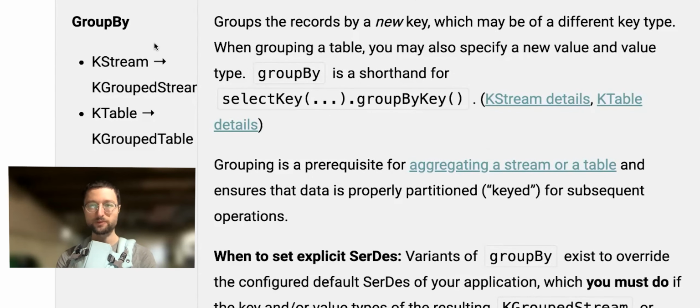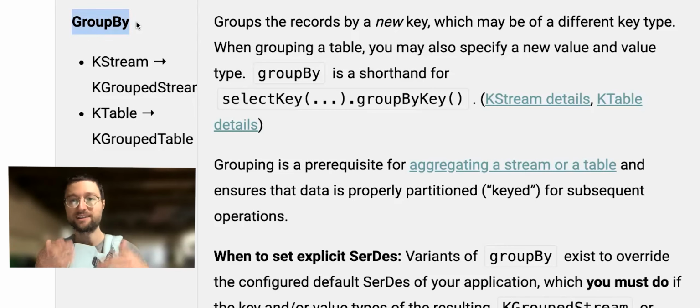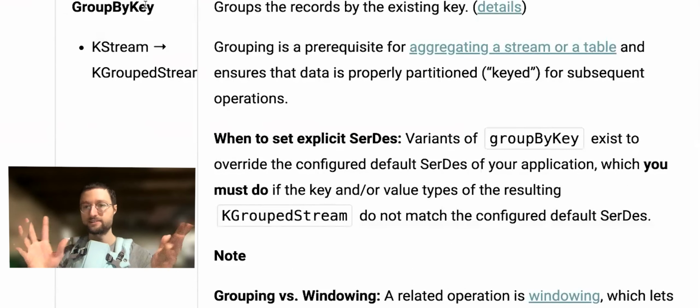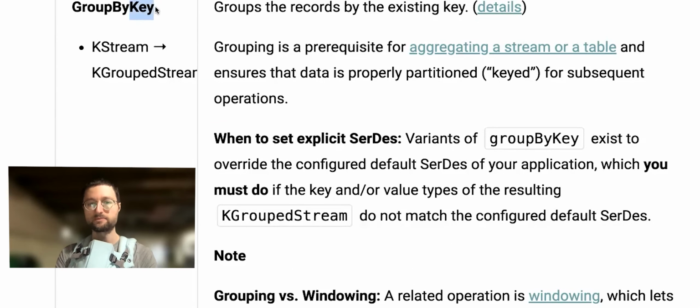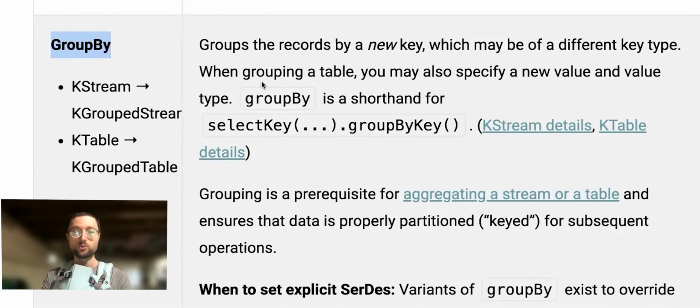I guess you can remember that because with groupBy, you've got to provide it. It's a new key. Whereas this one, groupByKey, it just means use the existing one. You don't have to specify which key. Just use the existing. Whereas here, groupBy, you've got to provide it. So it groups the records by a new key, which may be of a different key type. When grouping a table, you may also specify a new value and value type.